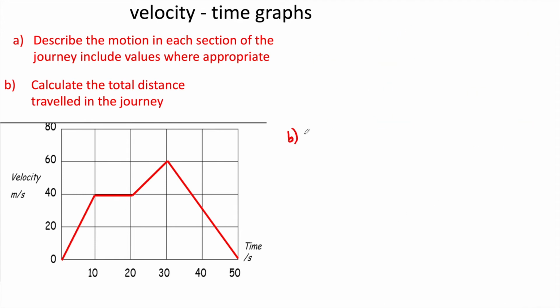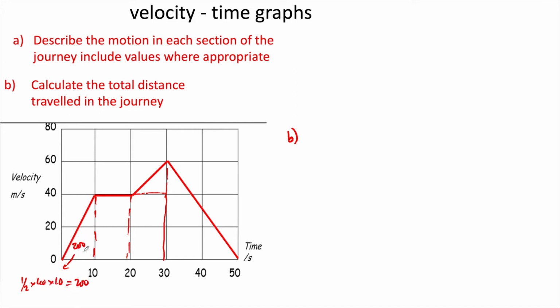So part B, you want to find the total distance travelled. Well, we can split this up into a triangle, a rectangle. You could do a trapezium, or you could do another rectangle and a triangle and a final triangle. So the first one, the area under this triangle, is a half base times height. So that's going to be a half times 40 times 10, and that's 200.